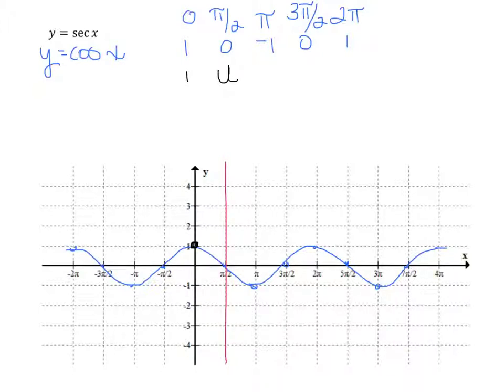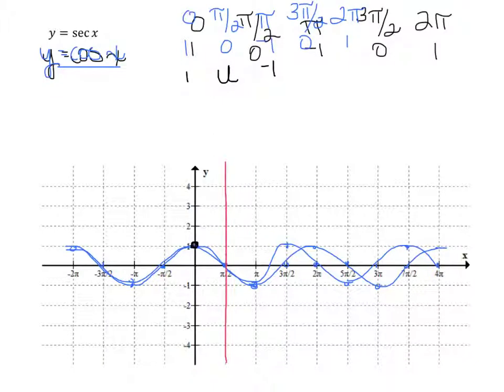The reciprocal of negative 1, simple enough. The reciprocal of 0, again, is undefined. That means there's another asymptote. The reciprocal of 1, that's 1. So what you should notice is that every time cosine crosses the x-axis, secant has an asymptote.